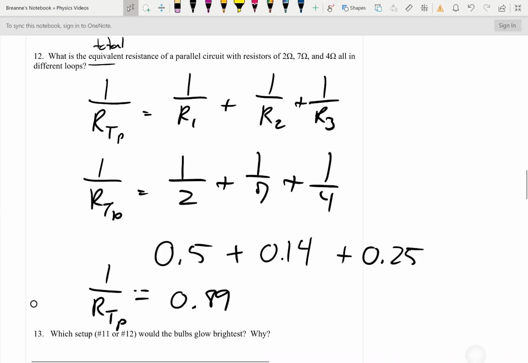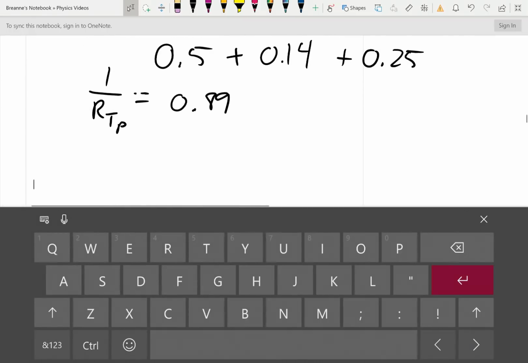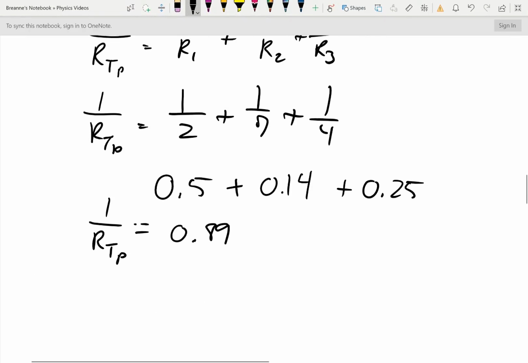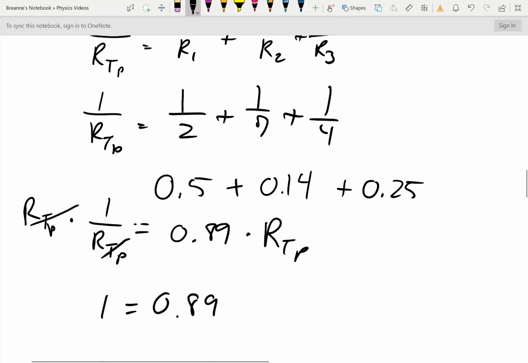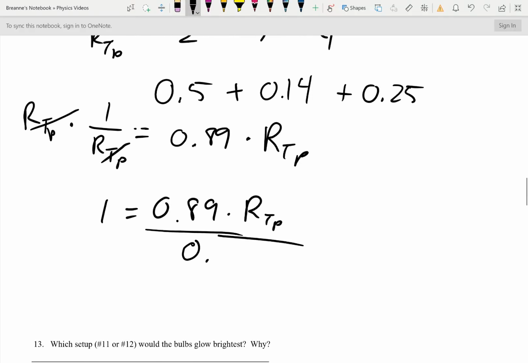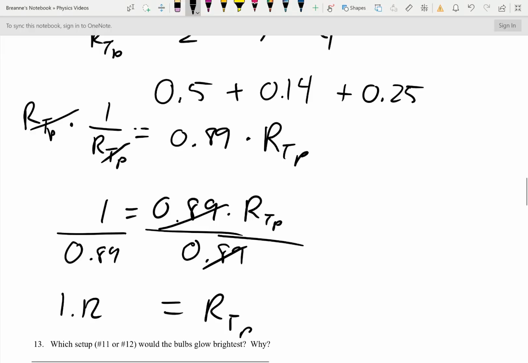Come on. There we go. My circuits weren't lining up just right. So we need to get our RT on the top. Since it's being divided, you can multiply. So 1 equals 0.98 times RT. Now we can divide. So RT would equal 1 divided by that, and you get 1.12 ohms.